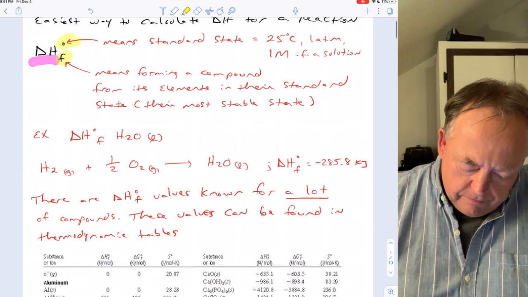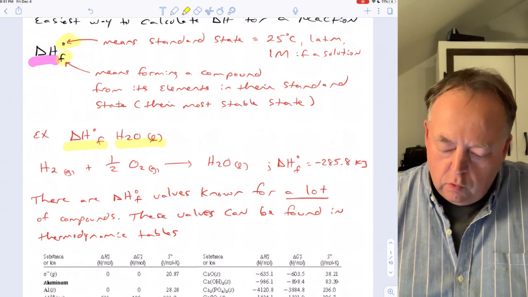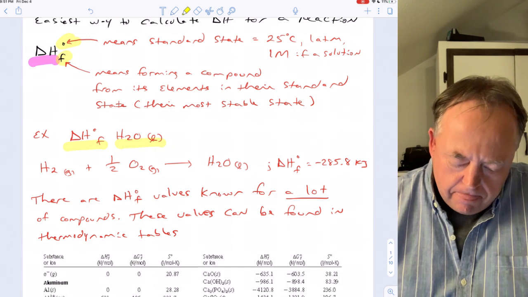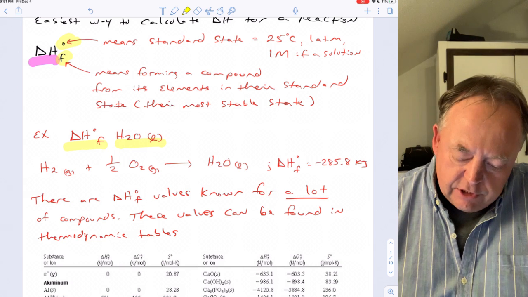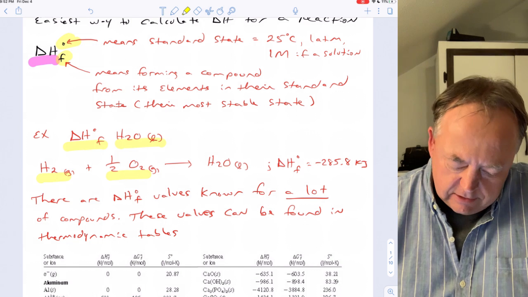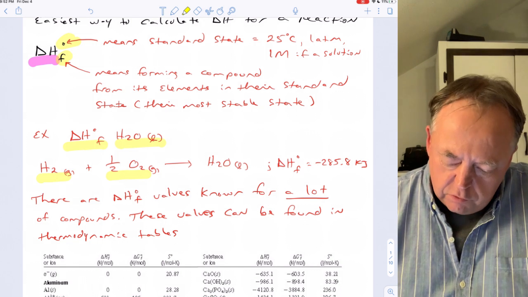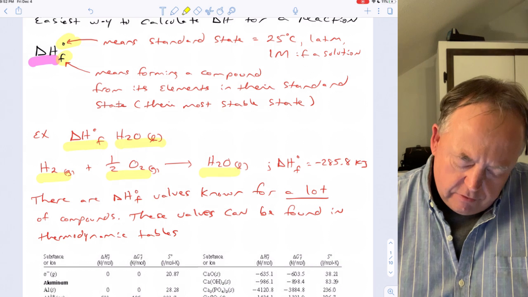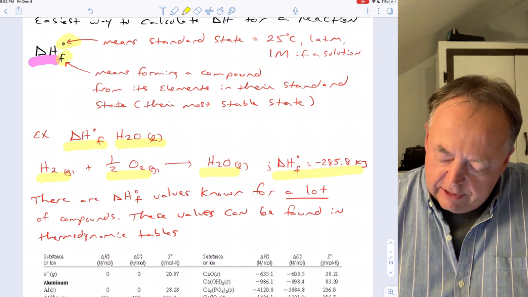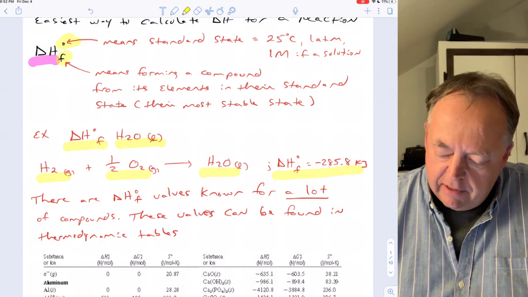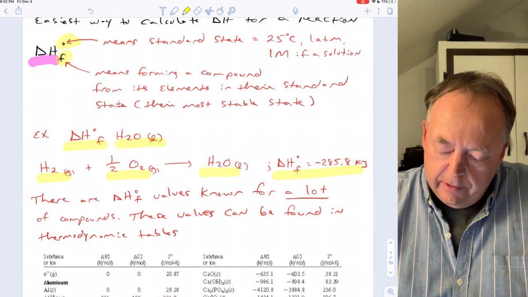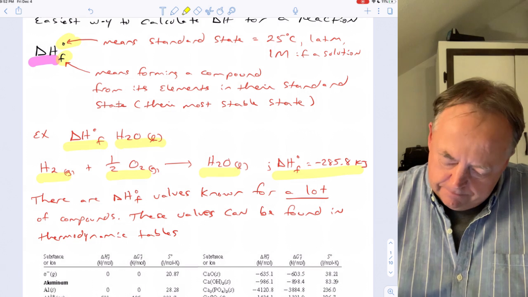So for an example, if we look at the heat of formation of liquid water, if you form water from its elements, then you would be forming it from hydrogen and oxygen. The most stable state of hydrogen would be H2 gas, and the most stable state of oxygen would be O2 gas. So 1 mole of H2 and a half a mole of O2 would make 1 mole of water. If you studied that reaction on the bomb calorimeter, for example, that reaction would release 285.8 kilojoules of energy per mole of water formed. So that would be the heat of formation of water, forming it from its elements in their standard state.